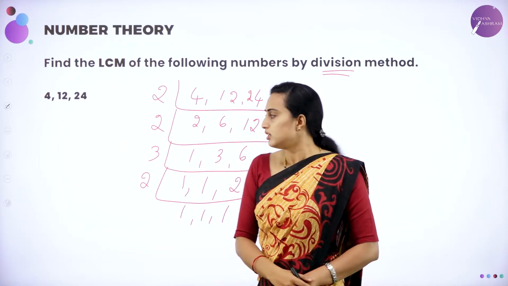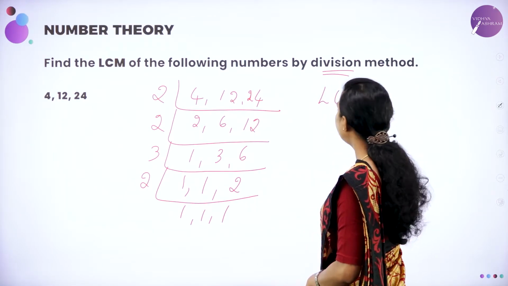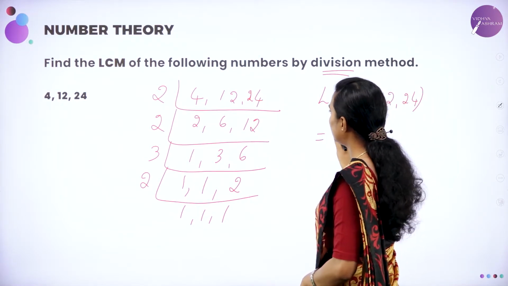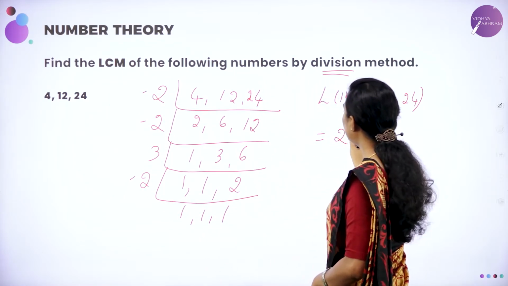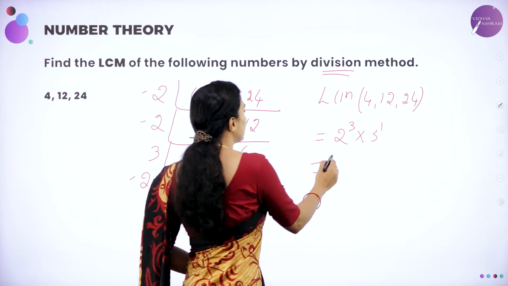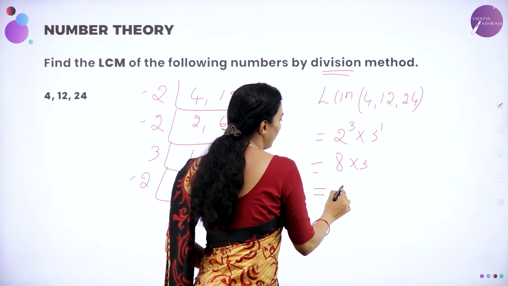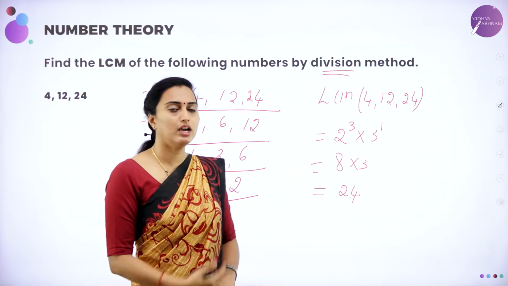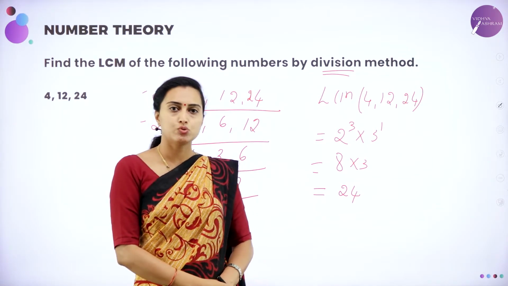That's it, isn't it? So therefore LCM of 4, 12, 24: you are going to have 2 thrice, so 2 power 3 into 3 power 1, which is equal to 2 power 3 is 8, 8 into 3, which is equal to 24. Correct? This is the LCM by division method of the numbers 4, 12 and 24.